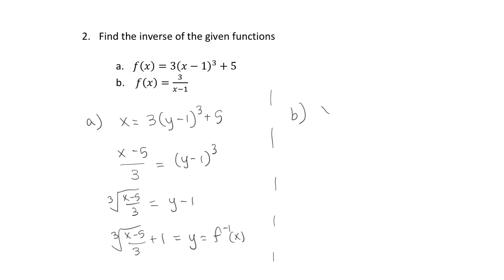Part B, we're going to switch f of x and x, or switch the place of x and y. It's just a little shorter to write y instead of f of x. So now we're going to multiply y minus 1 here and here. And then divide by x and add 1.